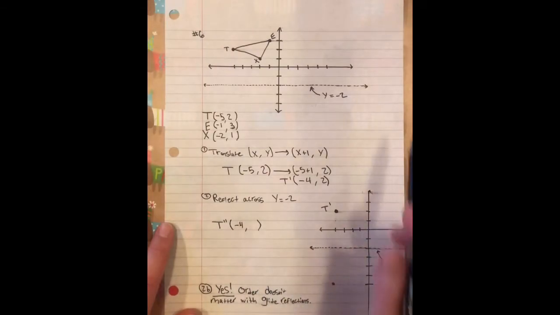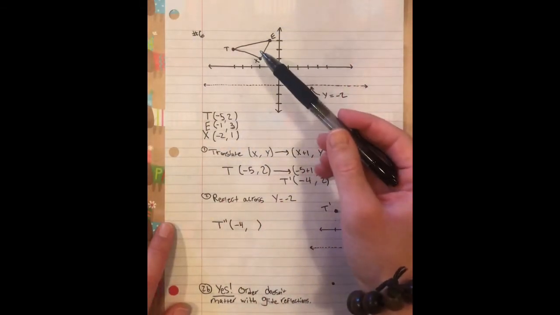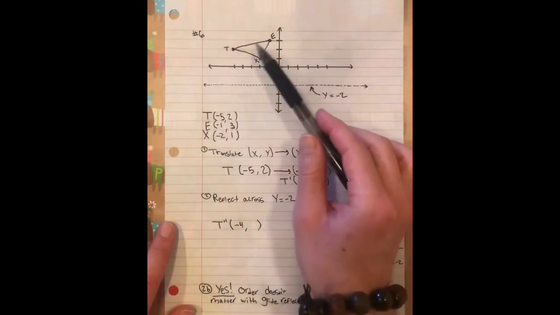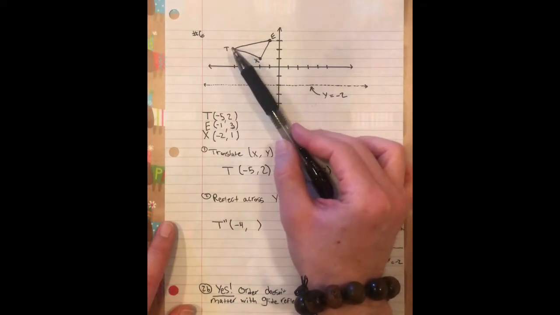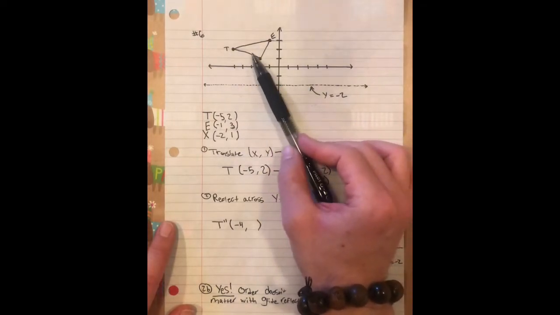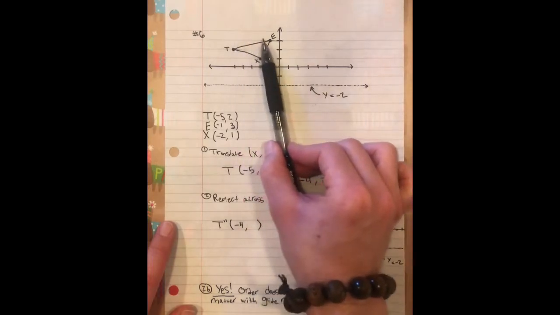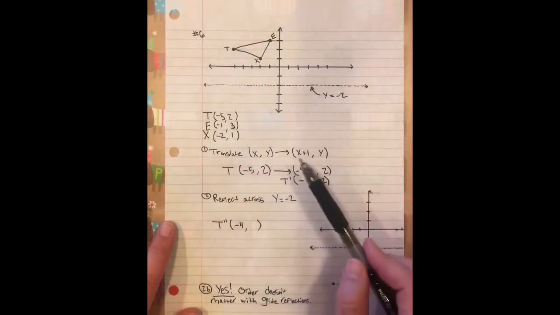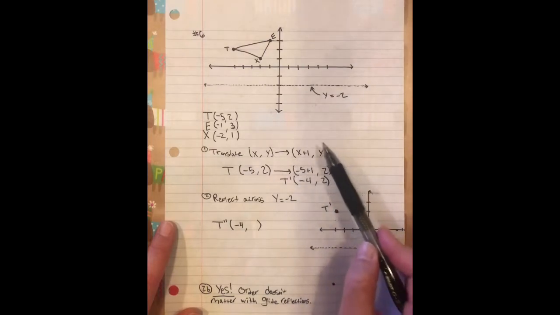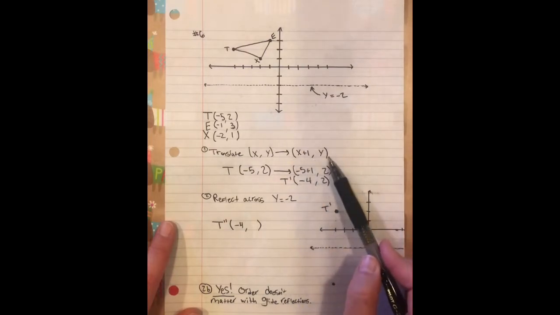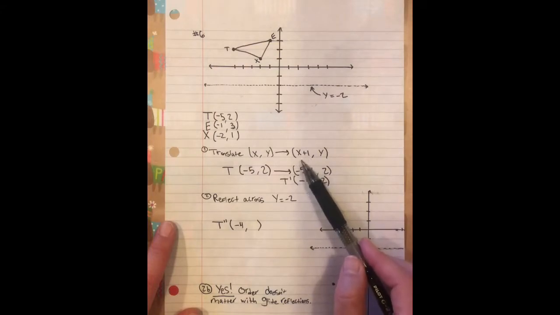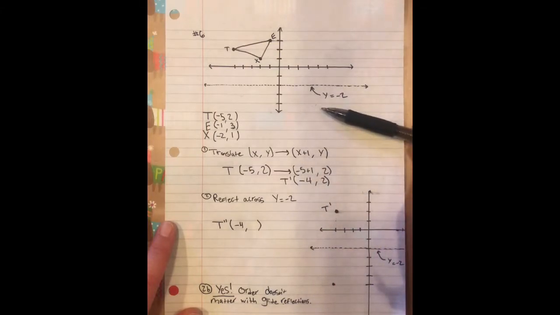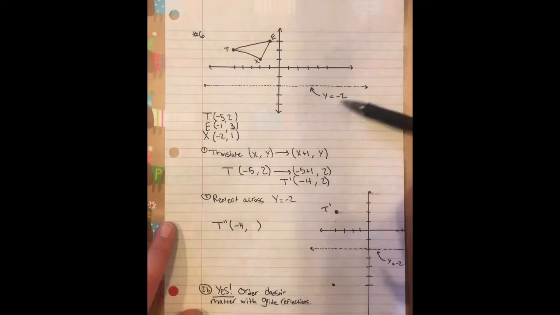So problem number 6. It asks us to do a glide reflection on the triangle TEX. So again, we're going to translate and then reflect. We're going to translate our triangle (x plus 1, y), or just over 1 unit to the right, and then we're going to be reflecting it across the line y equals -2.